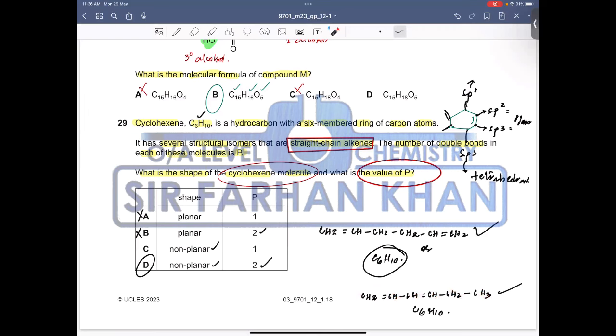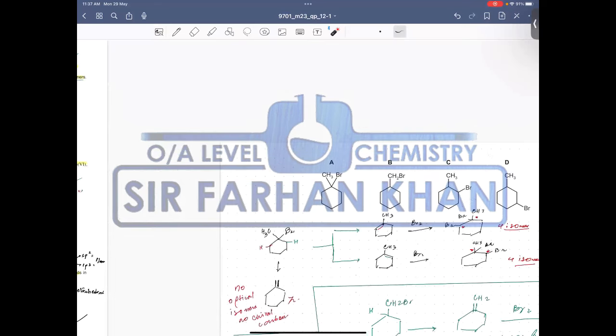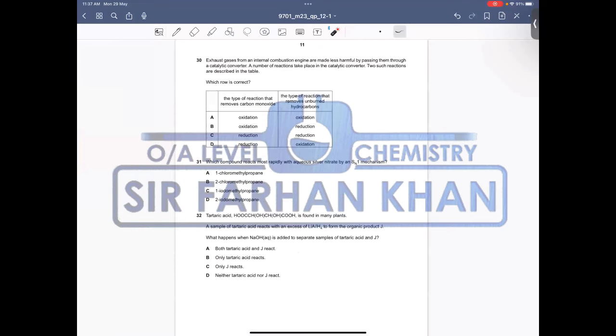I'm right. So because of these sp3 hybridized carbons, the structure of these carbon atoms is tetrahedral, whereas the structure of these 2 carbon atoms is planar, which means the structure of cyclohexene is not exactly planar, it is non-planar, and therefore either C or D can be the correct option. And since we have 2 double bonds in the straight chain alkene, D is going to be the right answer. I hope it makes sense to you. Let's move on to question number 30.